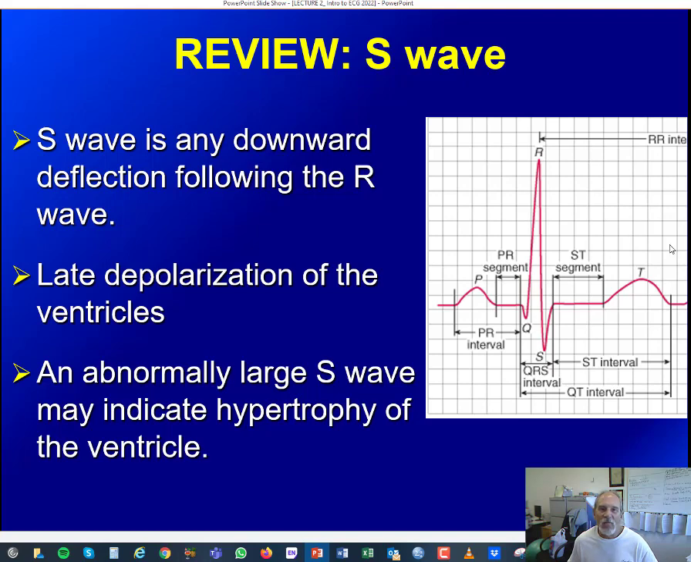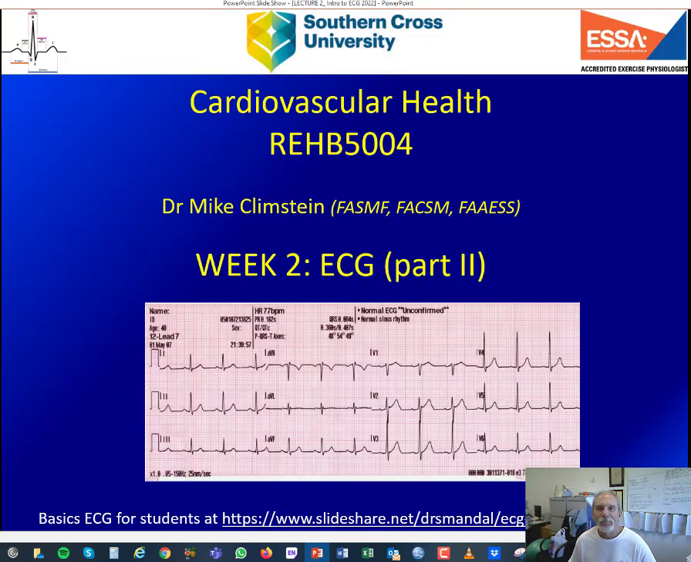So the S wave is any downward deflection following the R wave. It represents late depolarization of the ventricles. If it's abnormally large, it also may indicate hypertrophy of the ventricles.